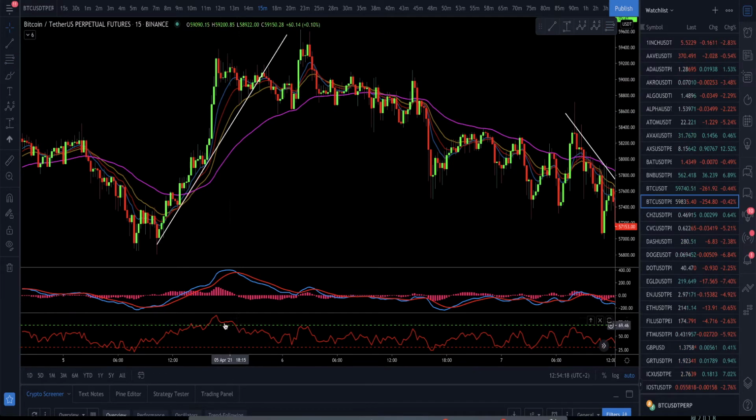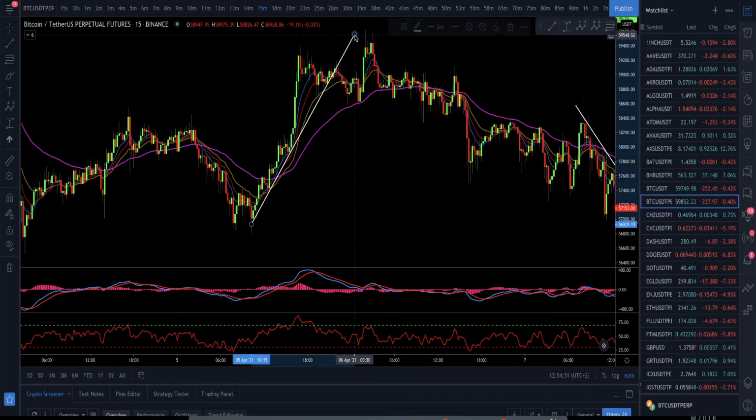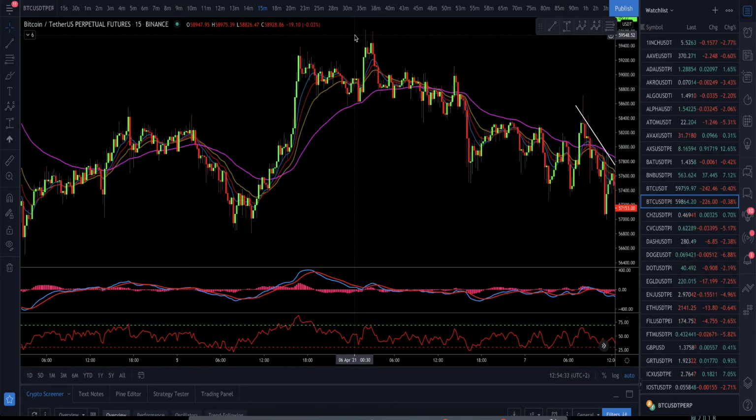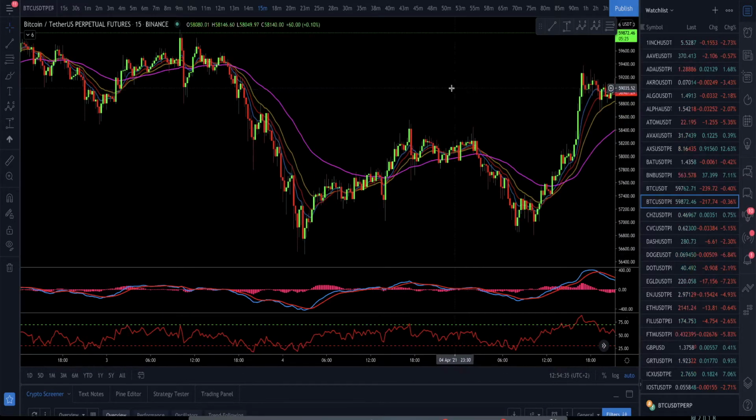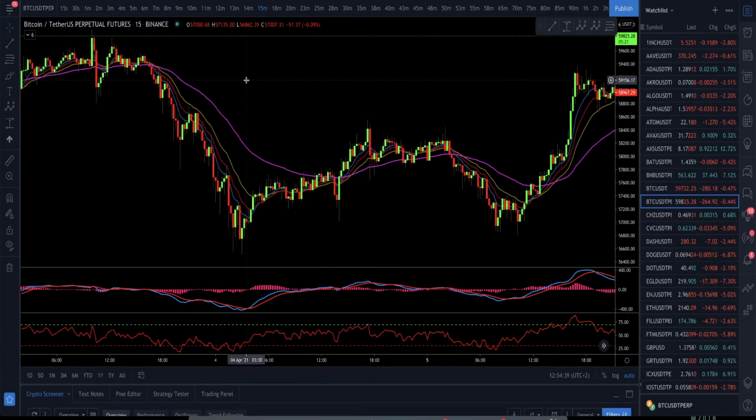coming down. Look at the RSI showing divergence. Look at the histogram showing divergence. So this is how, when you combine the RSI and histogram together with this trend line, you have a lot of chance of a winning rate.